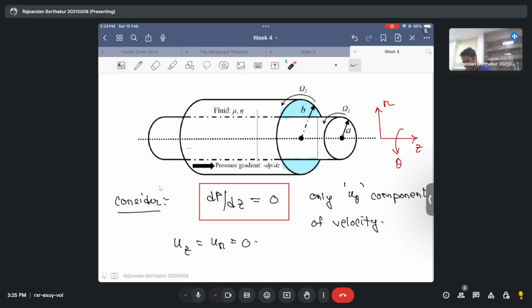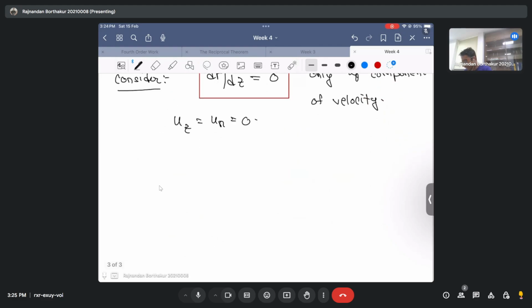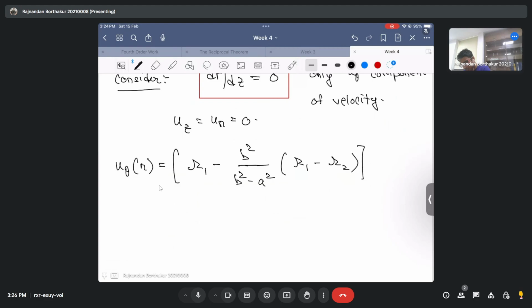But just before that, for completeness, I will write down the u theta velocity profile, which was omega 1 minus b squared by b squared minus a squared times omega 1 minus omega 2, times r, plus 1 upon r, this is a squared b squared by b squared minus a squared times omega 1 minus omega 2. Okay? All right.